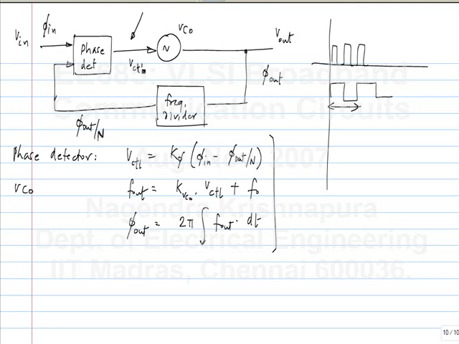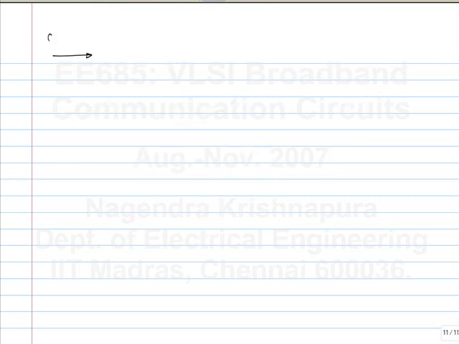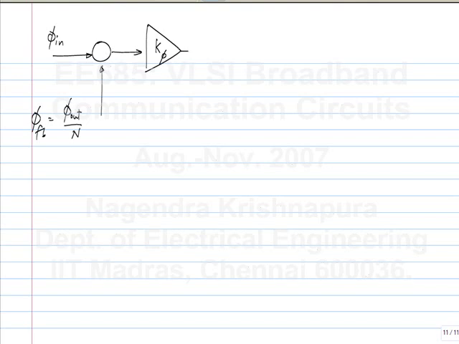We have to get V control from phi in and phi out by n. That we get from this equation. So we have phi in and this feedback phase which is phi out by n, and this can be represented as an amplifier of gain K phi, isn't it? Is it okay? So this represents the phase detector. The frequency divider similarly is an attenuator or an amplifier of gain 1 over n in terms of phases.